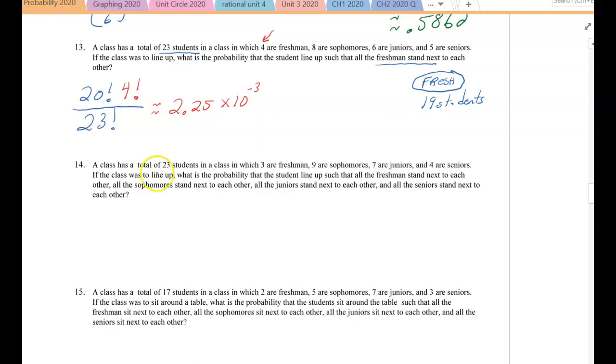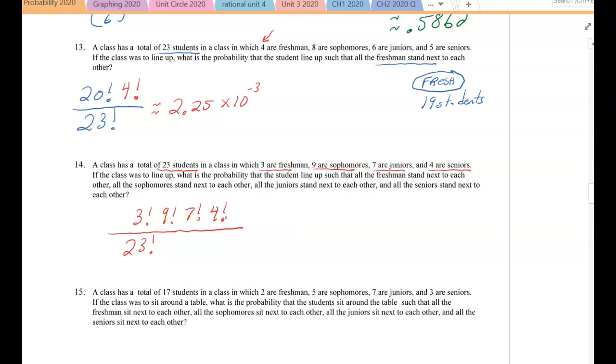So in problem number 14, we again have 23 students lining up. 3 freshmen, 9 sophomores, 7 juniors, 4 seniors. They want to line up where each class must stand next to each other. So we got 1, 2, 3, 4 objects lining up. And then within each group, they could be rearranged. So the denominator, again, is 23 factorial. And for the freshmen, you have 3 factorial. Sophomores, 9 factorial. Juniors, 7 factorial.